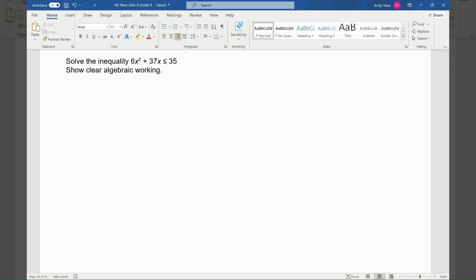Here we have a quadratic inequality. So 6x squared plus 37x is less than or equal to 35. Now, when you're solving a quadratic equation or inequation, you want it equal to 0. So I'm going to subtract the 35 from both sides. Now, I'm rather hoping that this is going to factorise. Now, if it does factorise, it will either factorise with an x and a 6x or a 3x and a 2x. But thankfully, 35 is prime, so it must be 7 and 5.